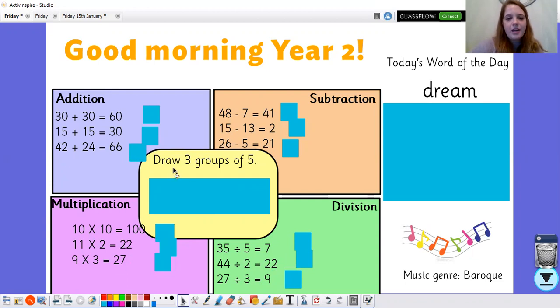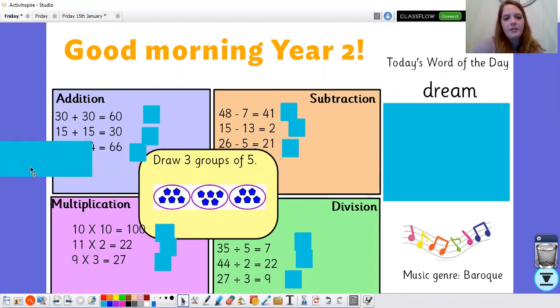Okay, now looking at that word problem in the center, it's asking you to draw three groups of five. Okay, so I wonder what yours looks like for three groups of five. I have drawn my three groups and my five shapes in each group. Now you could also have drawn this as an array if you wanted to, so you could have had three rows of five or five rows of three.